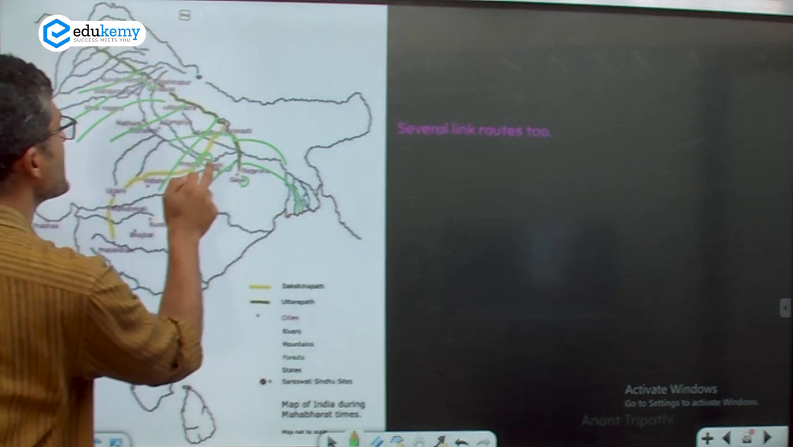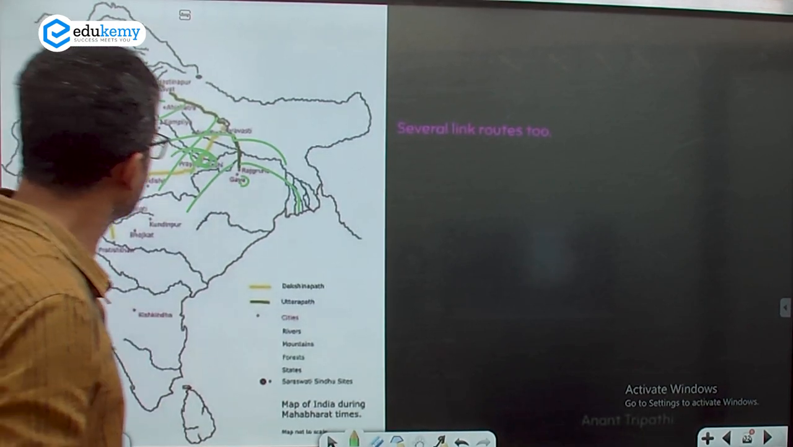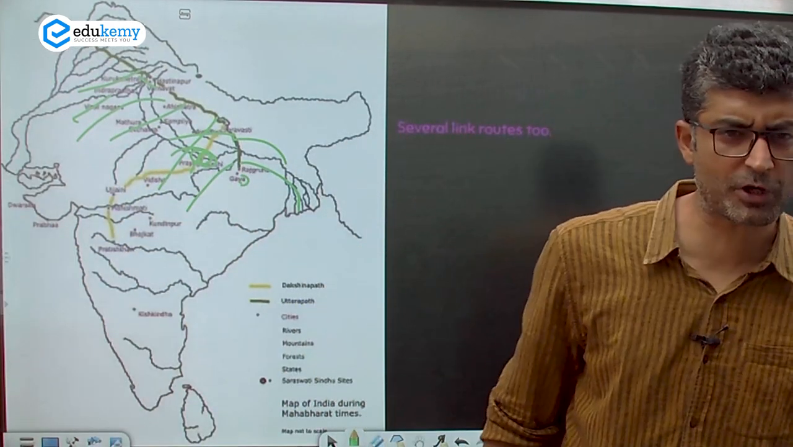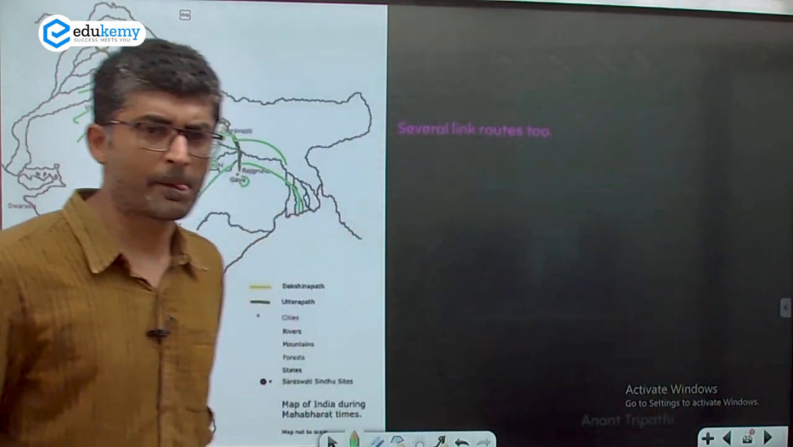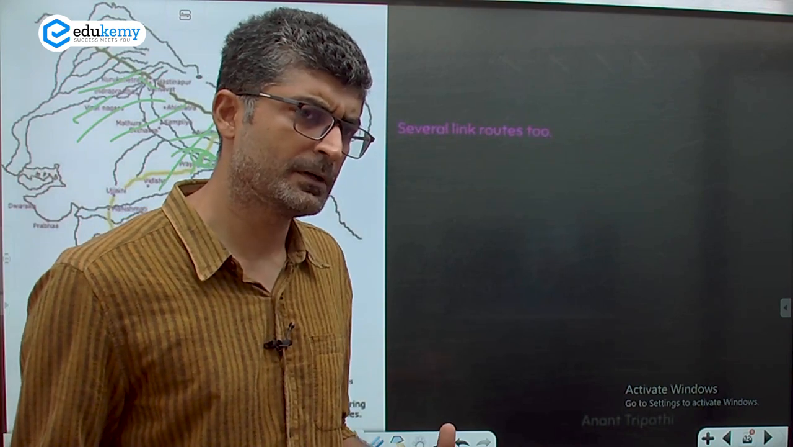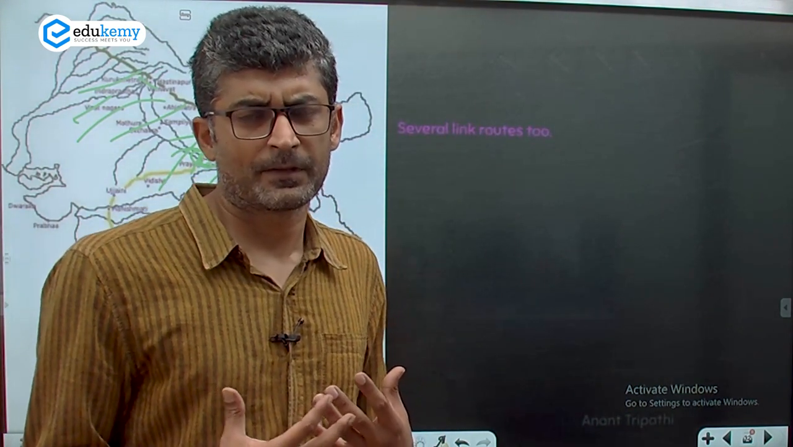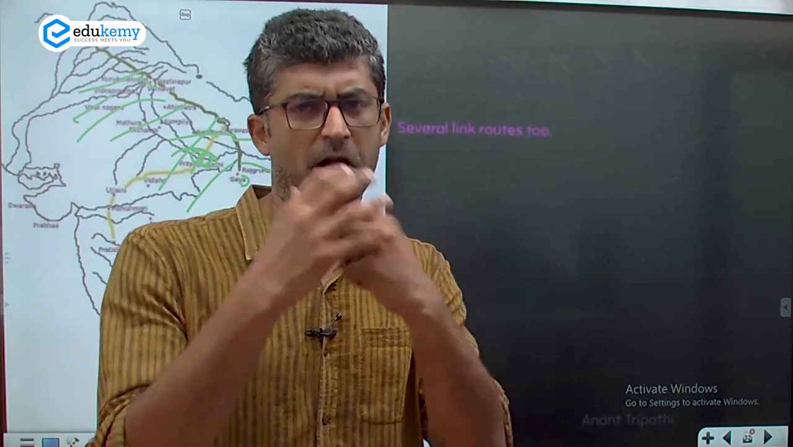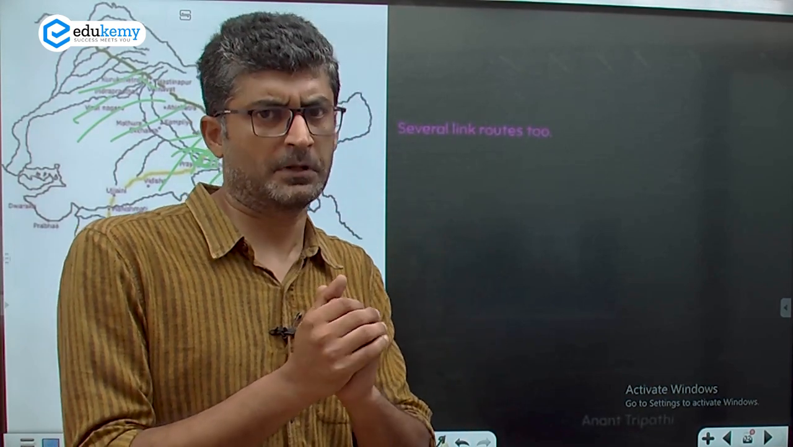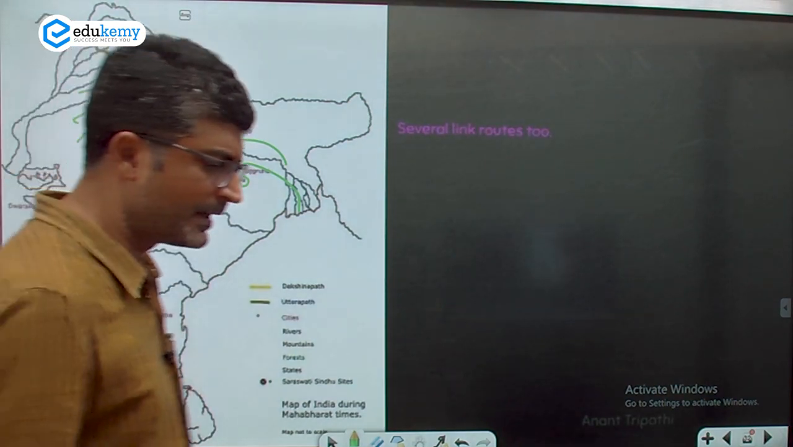So Kaushambi became one of the most important centers, and its cotton was very famous. In fact, the robes which Buddhists wear were called Kashya, because they came from Kashi and this nearby region.